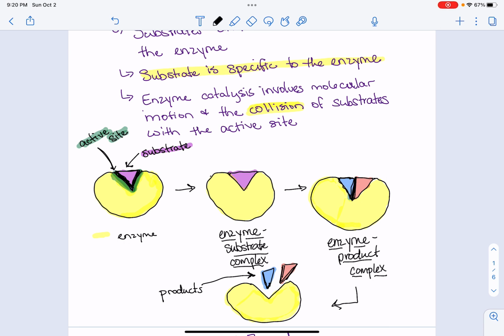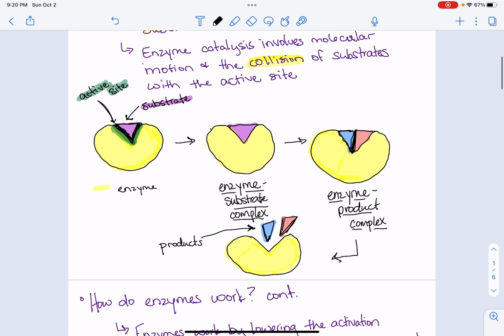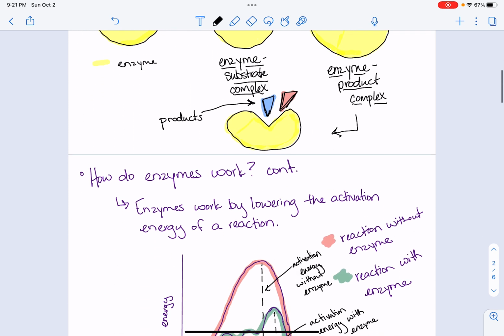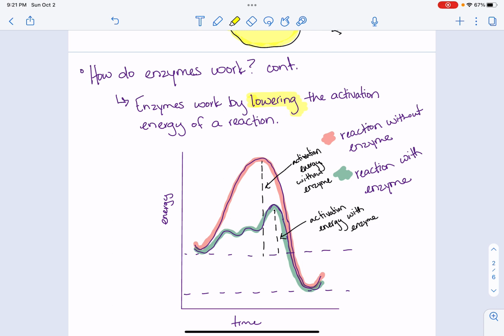Okay, so again, enzymes are catalysts. They speed up the reaction. So how do they actually speed up the reaction? They do that by lowering something called the activation energy. You guys are probably familiar with what activation means, like to start something up. So in general, for a reaction to occur, there has to be some energy. Especially if we're building molecules, that takes energy.